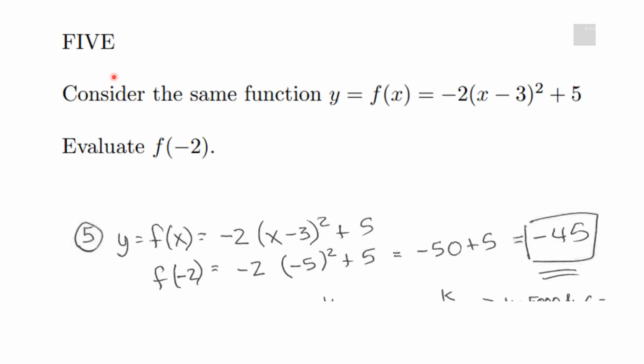This is problem number 5. Again, the same function. I said, what is f evaluated when x is minus 2? So you substitute minus 2 into the function. So f of minus 2 is minus 2 times, put minus 2 in here, you do the order of operations, getting minus 5 squared. This is minus 2 times 25 is negative 50, plus 5 is a net of minus 45. That should have been your answer for this problem.